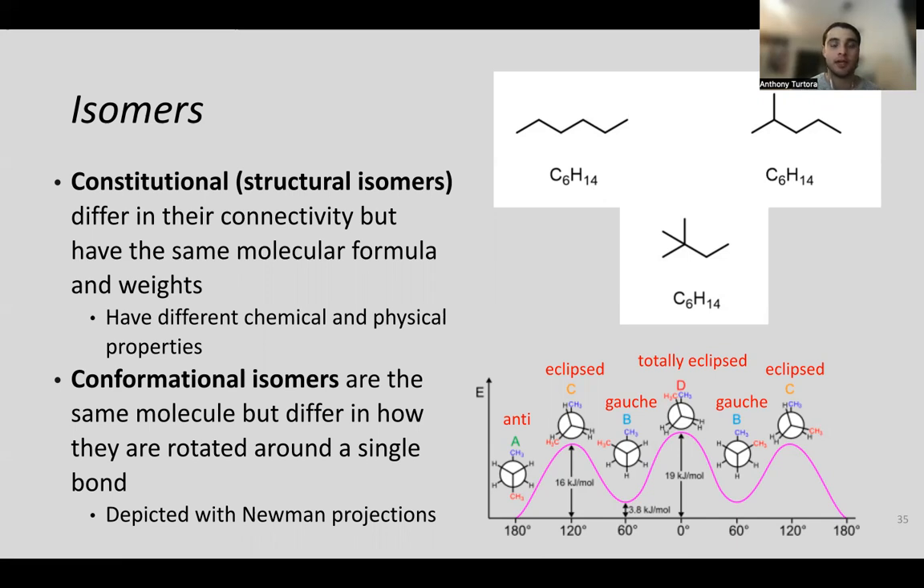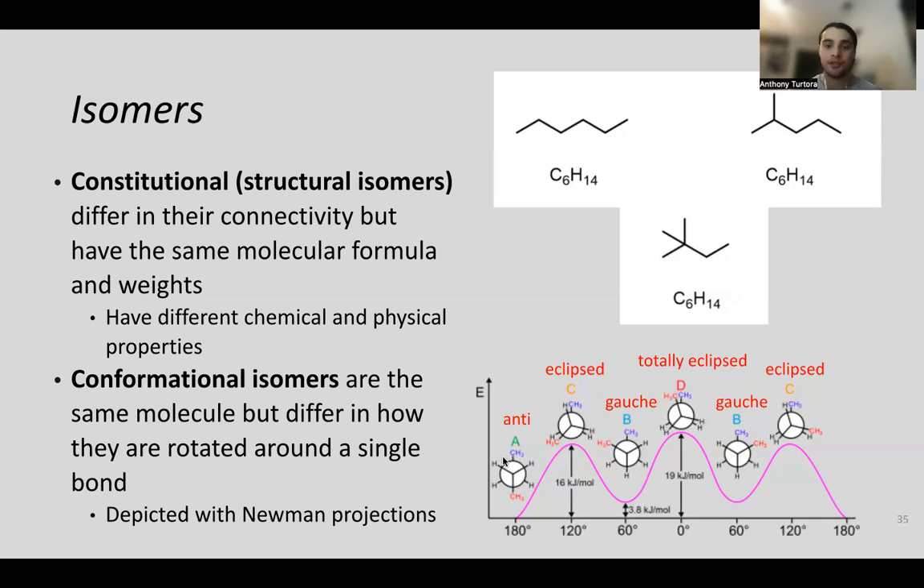Now I also have conformational isomers. These are actually the same molecule, but they're just rotated around a sigma bond, which is a single bond. This is depicted with Newman projections. So as you can see here, if I'm rotating around the sigma bond, I have the anti-conformation, which is the most stable.